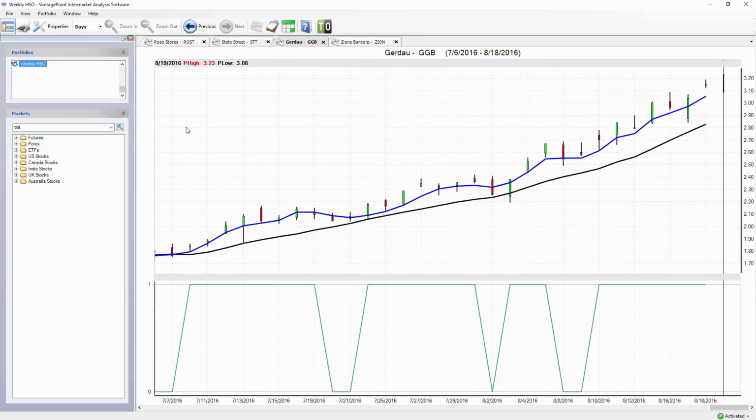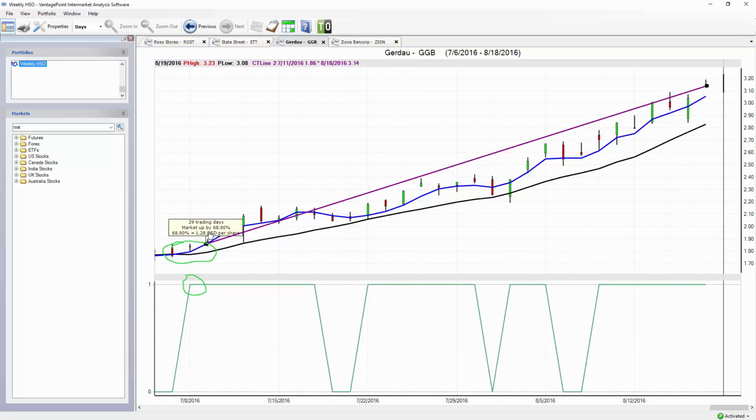Gerdau. So you see different companies here. You got retailers, financial companies. Here's a steel company here. Crossover to the upside, so blue line over black line. You see the neural index matching that move to the upside. And this is a cheap stock here. This is trading down here below $2 a share. So unbelievable profit potential here as far as this move.